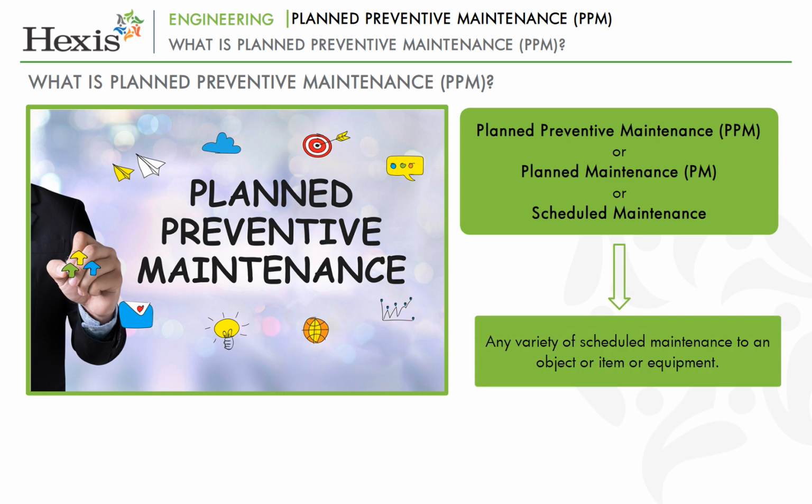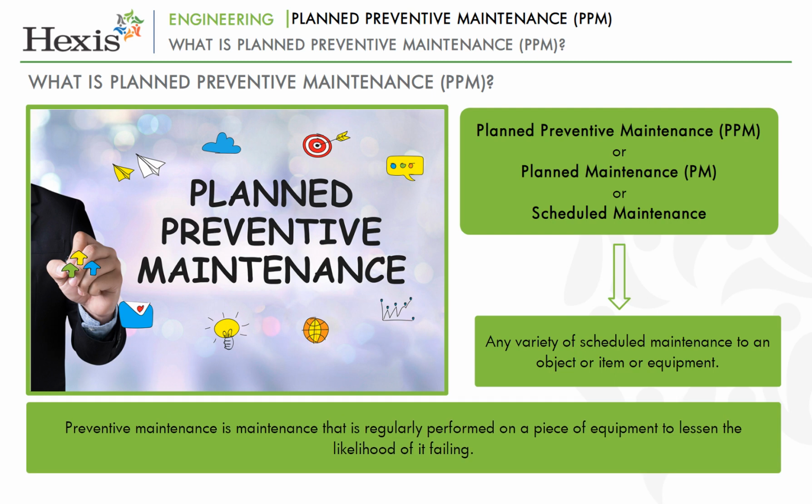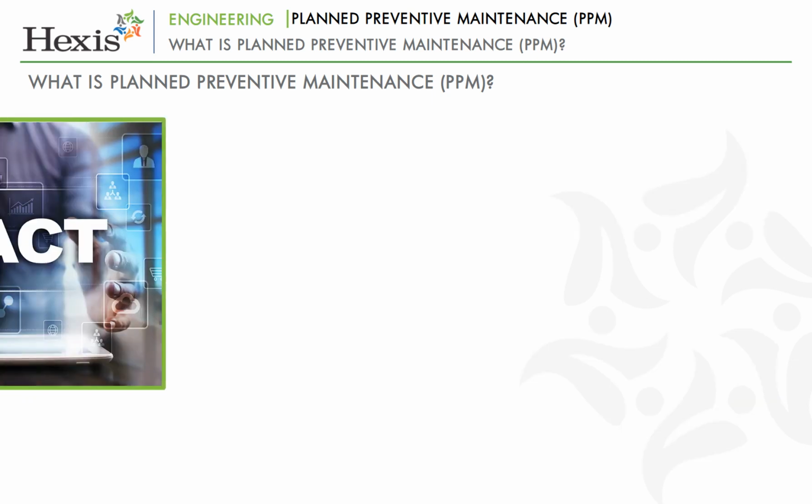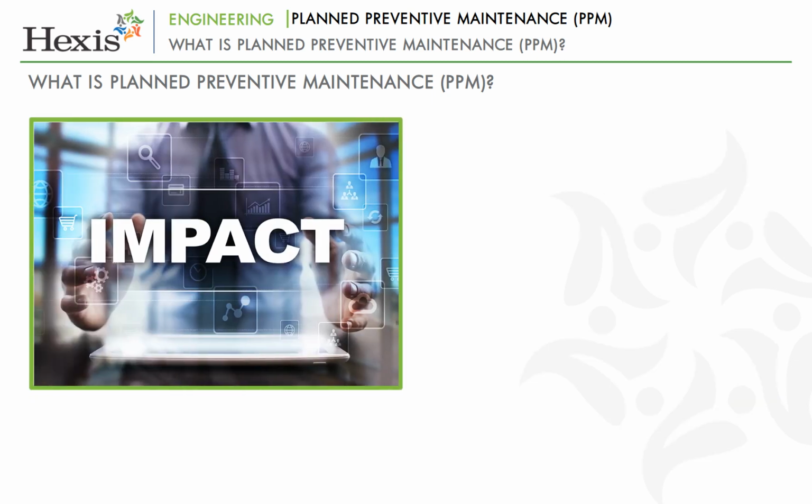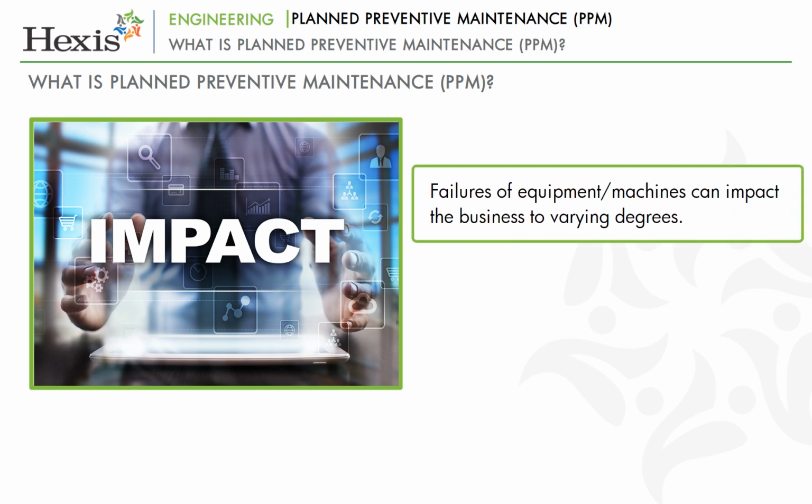In other words, preventive maintenance is maintenance that is regularly performed on a piece of equipment to lessen the likelihood of it failing. Preventive maintenance is performed while the equipment is still working, so that it does not break down unexpectedly. The equipment and machines in a facility are the lifeblood of the facility, and failures can impact the business to varying degrees depending on the type and criticality of the equipment.